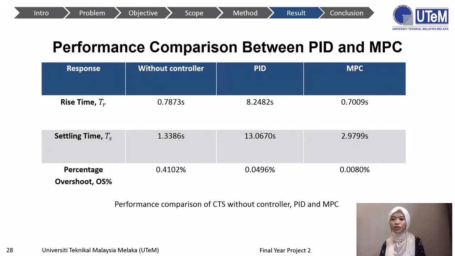Lastly, for percentage overshoot, the coupled tank system without controller has a much higher percentage overshoot compared to PID and MPC controller, which has 0.4102%, and PID controller has 0.0496%. Even though the percentage overshoot of PID controller is considered minimal, the MPC controller has the lowest percentage overshoot among the three of them, which is 0.008%. This has proved that the coupled tank system with MPC controller has much better performance compared to without controller and PID controller.